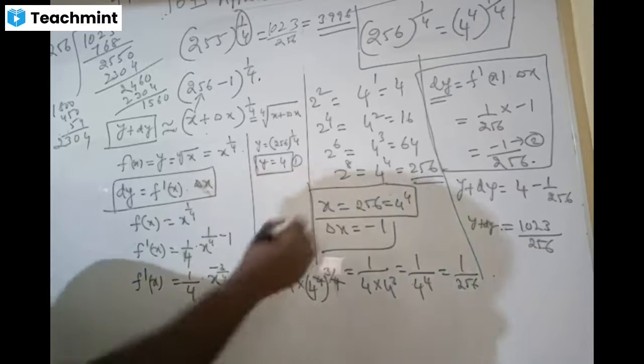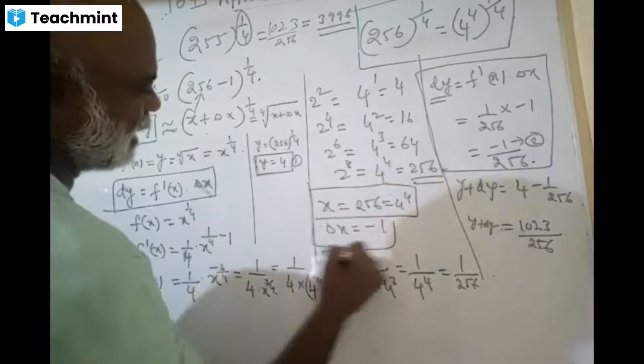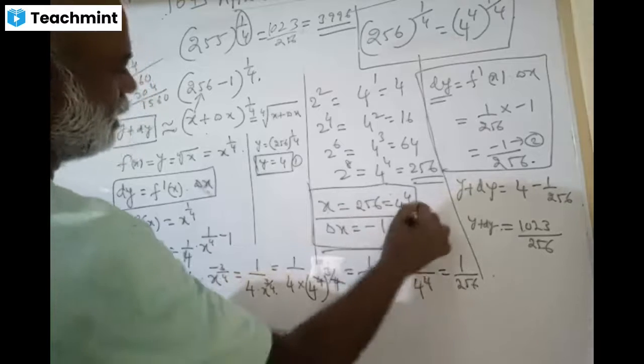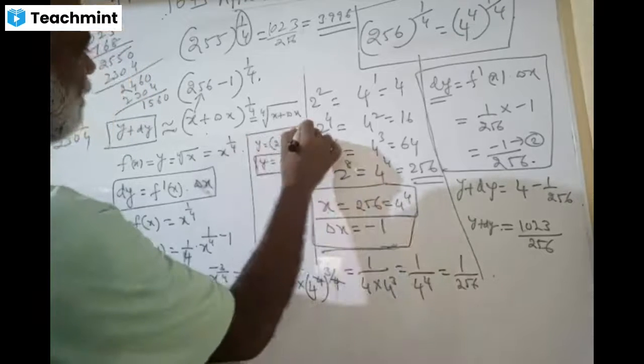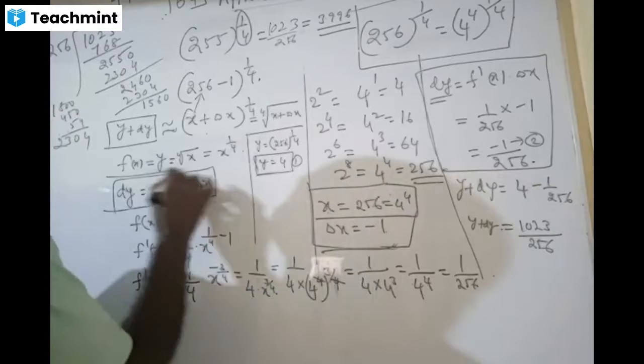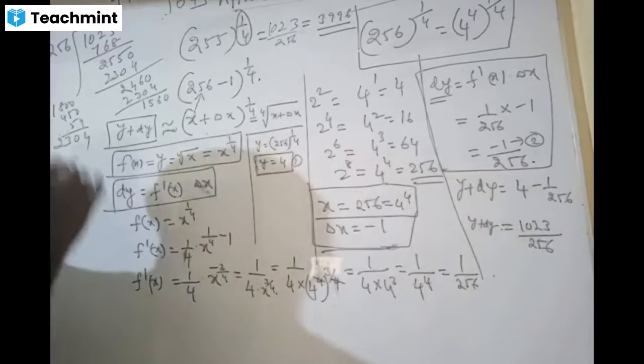You need to know what this x and delta x are, and you need to write the function. This is very, very interesting. This function you should write. It's very, very critical.